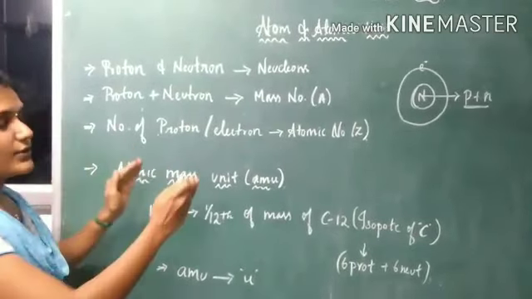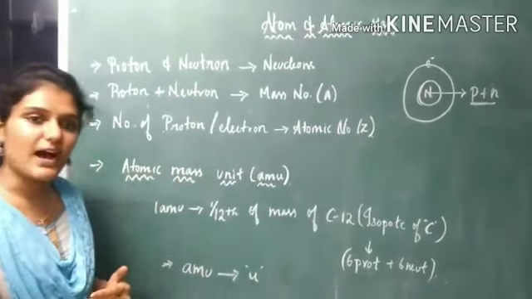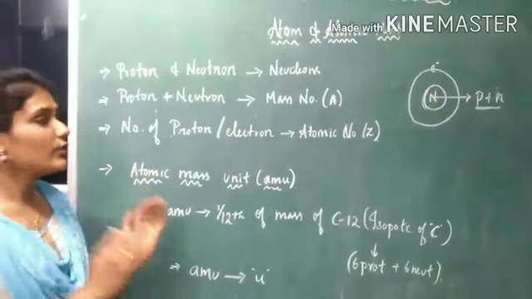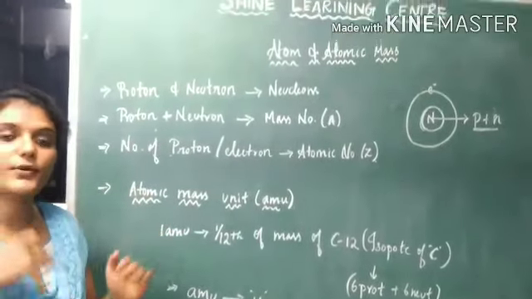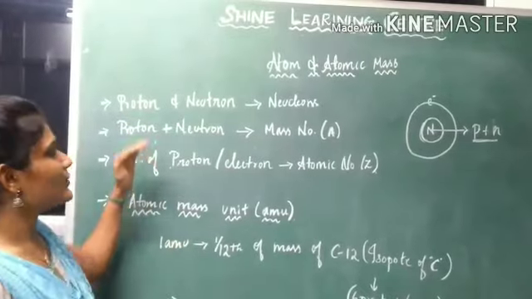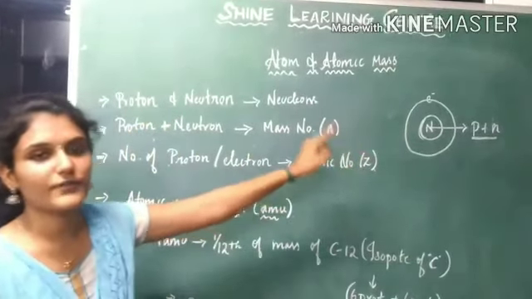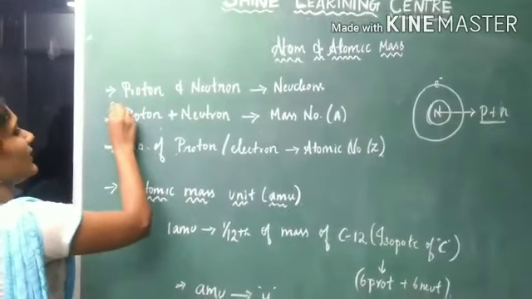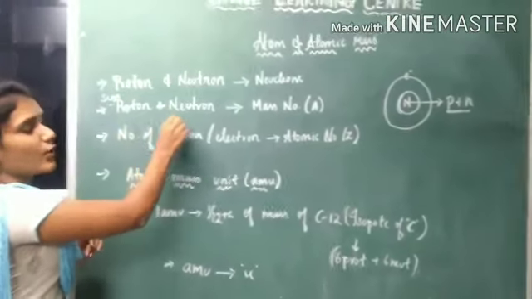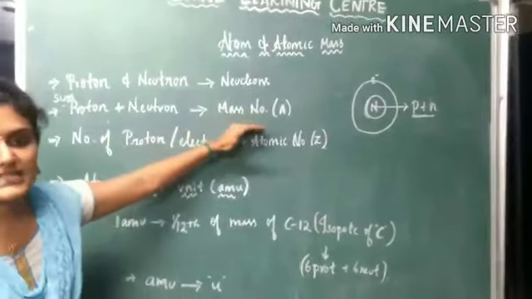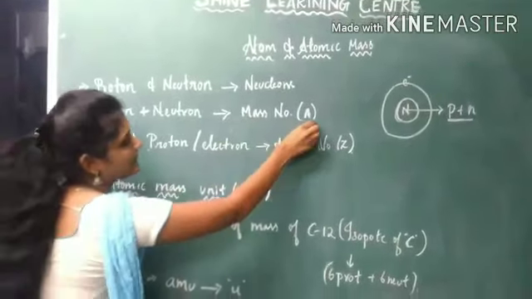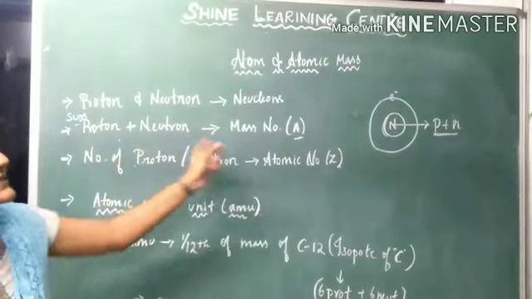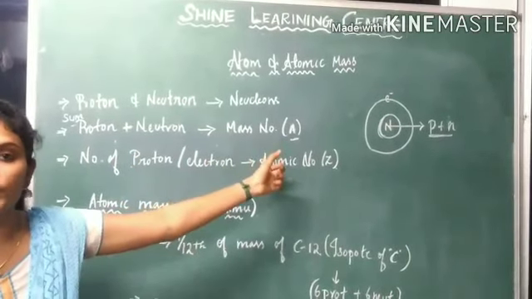This proton and neutron contribute much more mass to the atom than the electrons surrounding it. The electron does not contribute much mass compared to the proton and neutron inside the nucleus. The sum of proton plus neutron is called the mass number, and it is denoted by A.